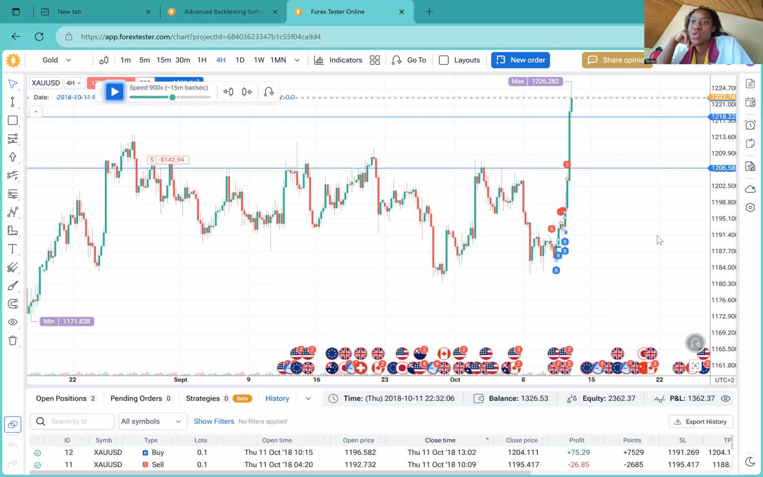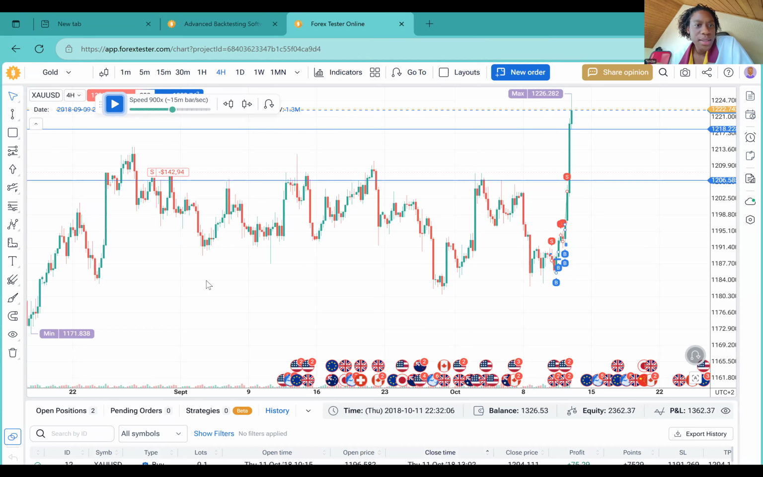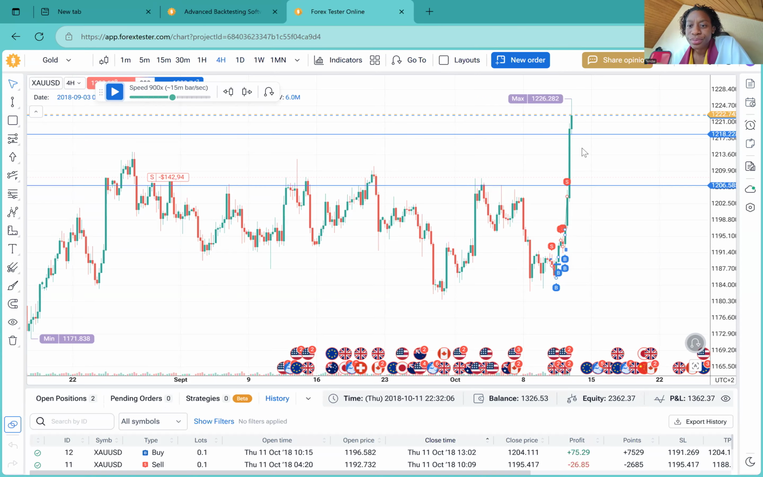So we are going to continue backtesting some charts like we do. We are continuing with our gold pair where we left off last time. All right, let's get on with it. I remember we placed a buy here and price shot up. It shot up past this level and this level.